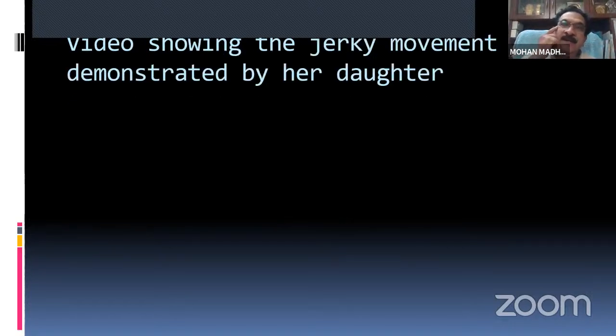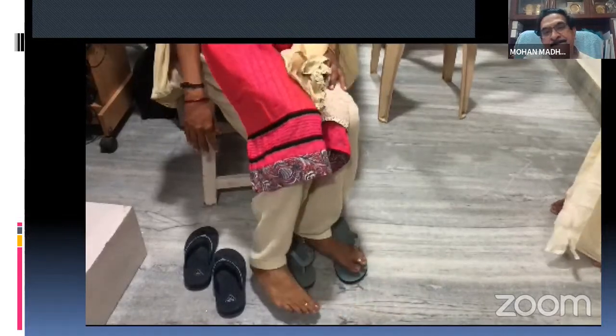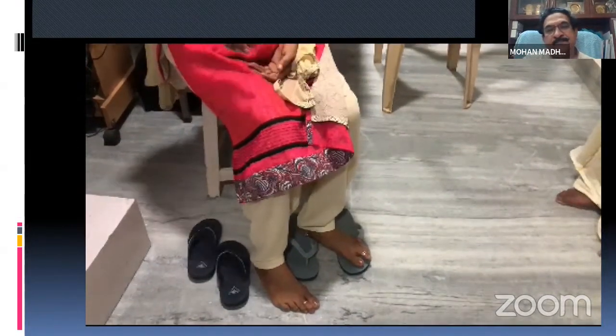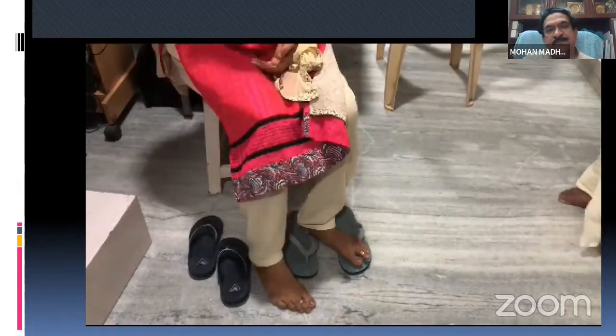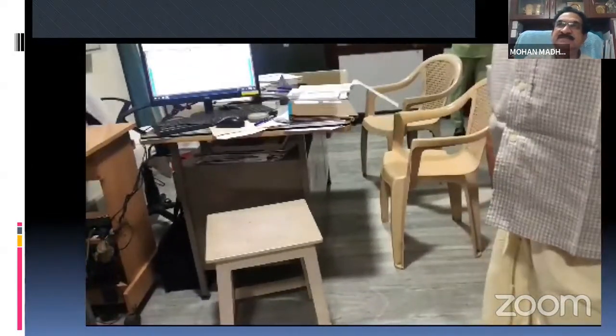See, in fact, I did not see the jerky movement, so I asked the bystander to demonstrate how the jerky movement was. So this is your daughter demonstrating the jerky movement of the right leg. A few seconds like that. And the husband is telling that it is the right leg, and he puts it on the left side, just like that. Now the examination.